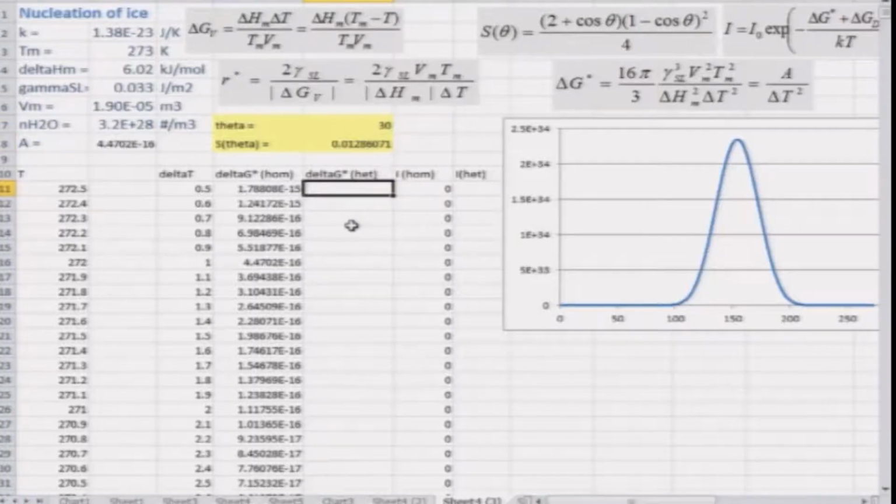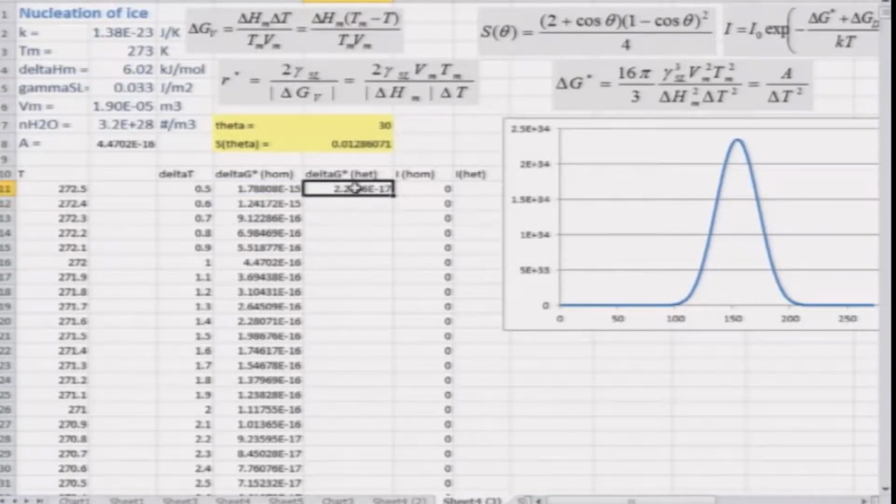Now to calculate the free energy for the critical size heterogeneous nucleus, we take the value of the homogeneous nucleus. So, I write the formula equal to, so I take the value from cell D11 for the free energy of the homogeneous nucleus multiplied by the shape factor. I multiply by this and then I put dollar signs everywhere to anchor this, so that when I copy this formula, E8 will remain as E8, which contains the value of the shape factor.